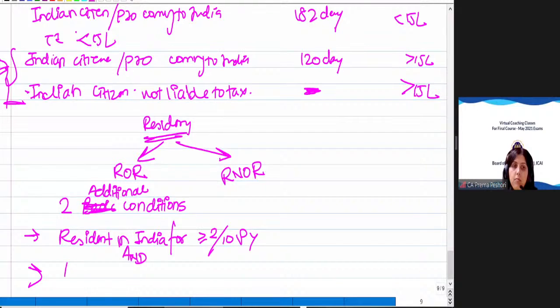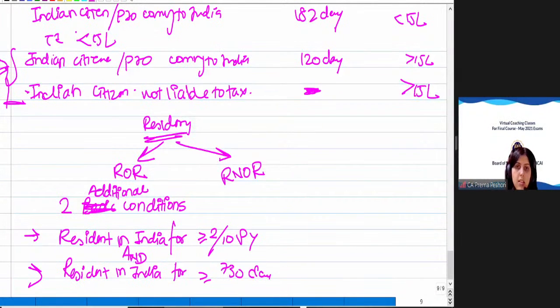730 days in 7 previous years. So even if you fail to fulfill one of the additional conditions, you will become a resident and not ordinary resident. Clear? So you have to determine first the two basic conditions, and then the two additional conditions, to determine whether a person is a resident and ordinary resident or a resident and not ordinary resident.